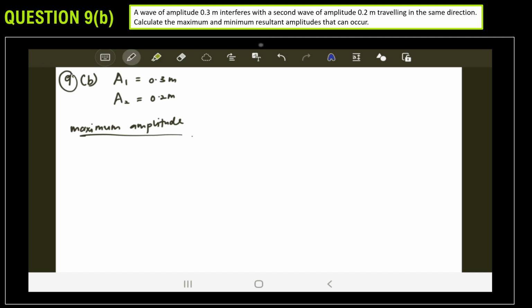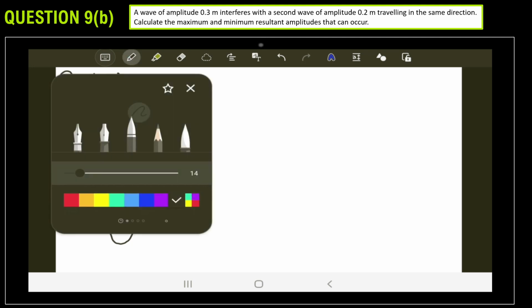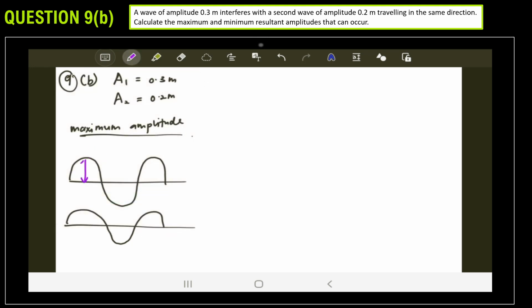We have the first wave and then we also have the second wave. Let's say this is the amplitude 0.3 meter and here is 0.2 meter. And the maximum resultant amplitude should be, A maximum should be A1 plus A2. So it's equal to 0.5 meter.